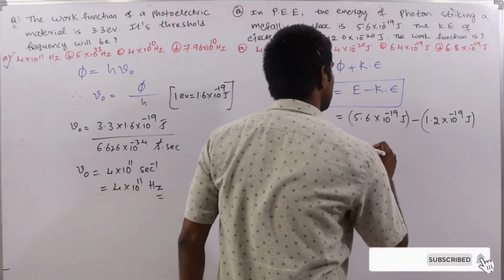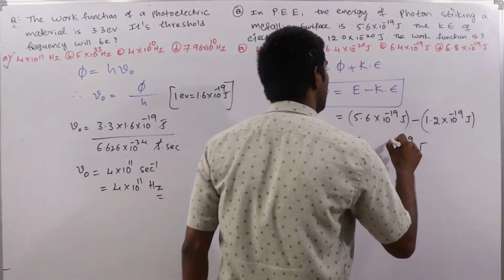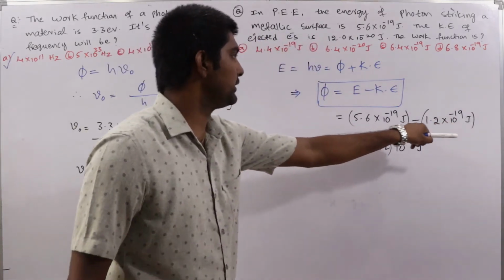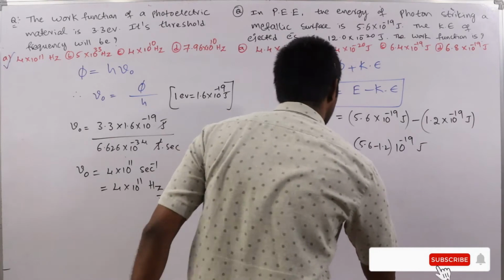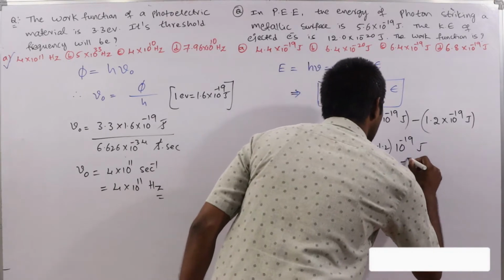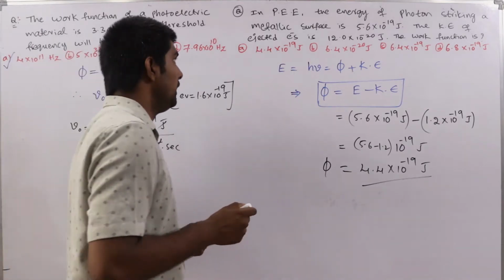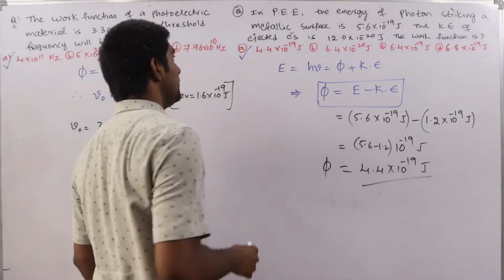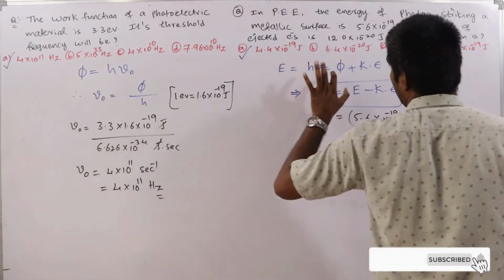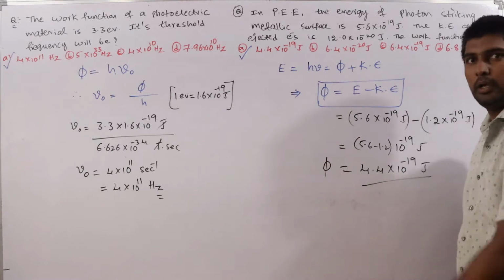So 10 power minus 19 is common. Here we have 5.6 minus 1.2, which is equal to 4.4 into 10 power minus 19 joules. So option A is the answer. Clear? This is the formula, very important: energy of the striking photon equal to work function plus kinetic energy.